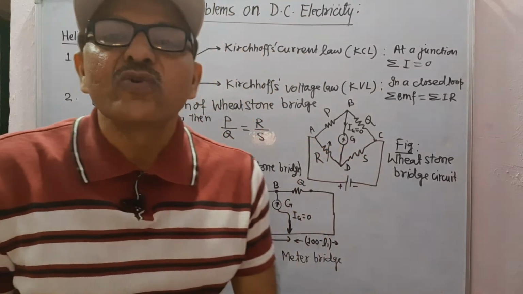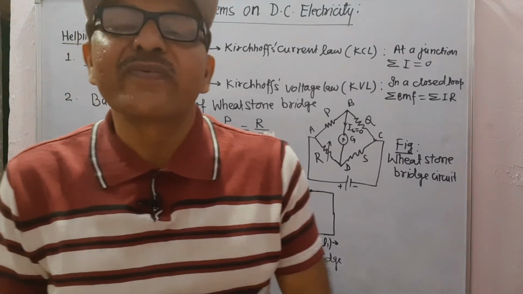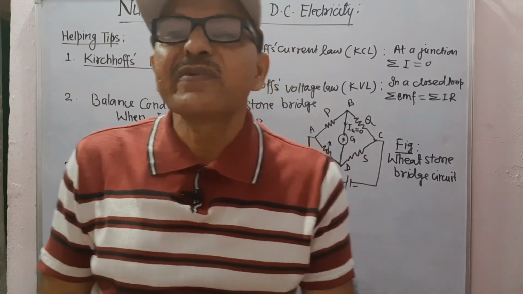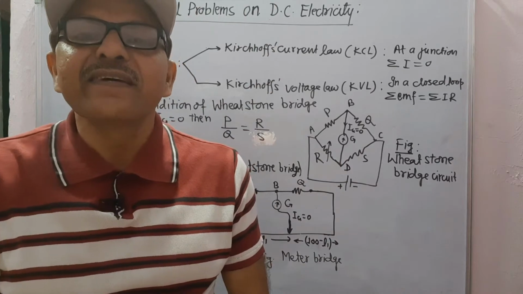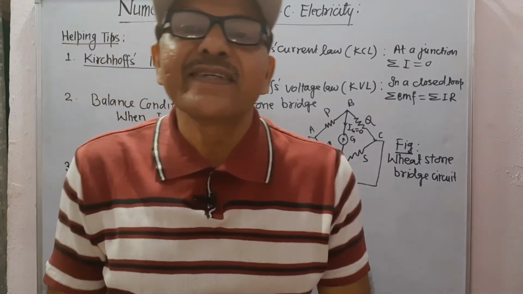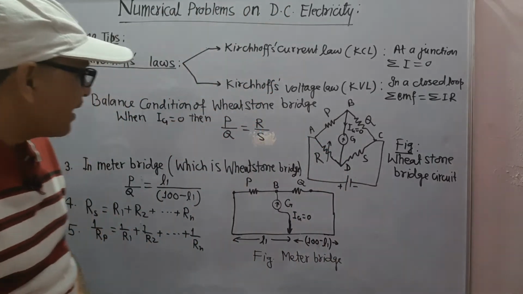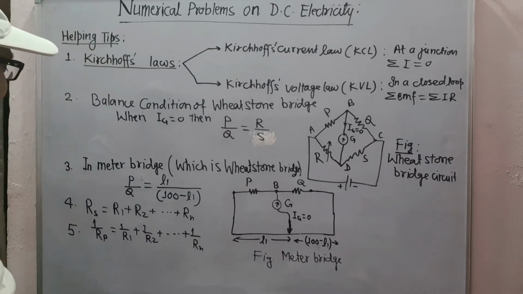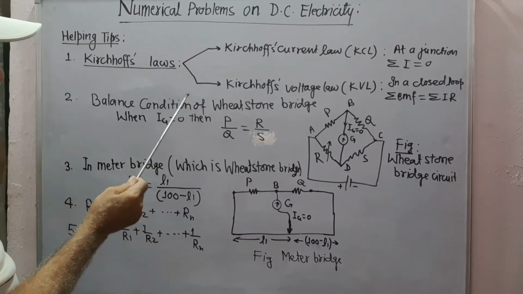Dear students, today we are going to solve some numerical problems on DC electricity based on Kirchhoff's laws, meter bridge and Wheatstone bridge principles. Now, at first we discuss the helping tips. There are two Kirchhoff's laws.